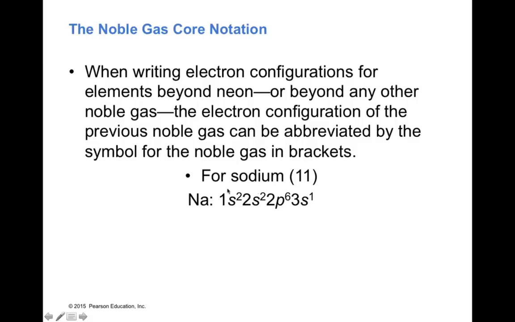So the thing is that this part of the configuration is similar to neon, which is a noble gas. So we can abbreviate this electronic configuration by saying that the electronic configuration of sodium is neon in brackets and 3s1, because from here to here represents the configuration of neon, and we add this to represent that here we're talking about the electronic configuration of sodium. Okay, so this is how to use the abbreviation using the noble gas core notation.